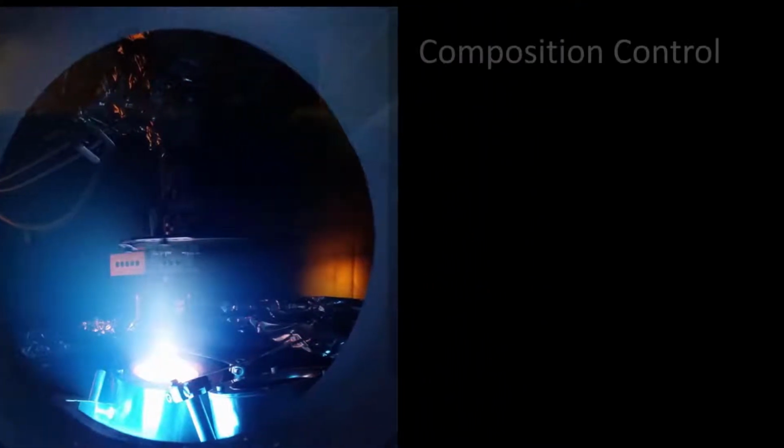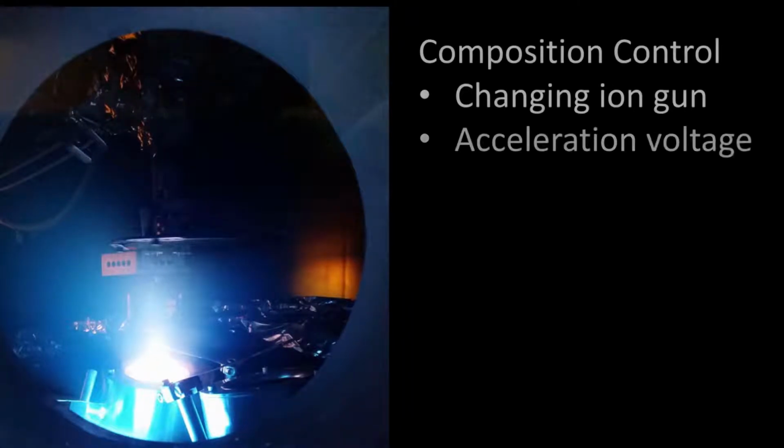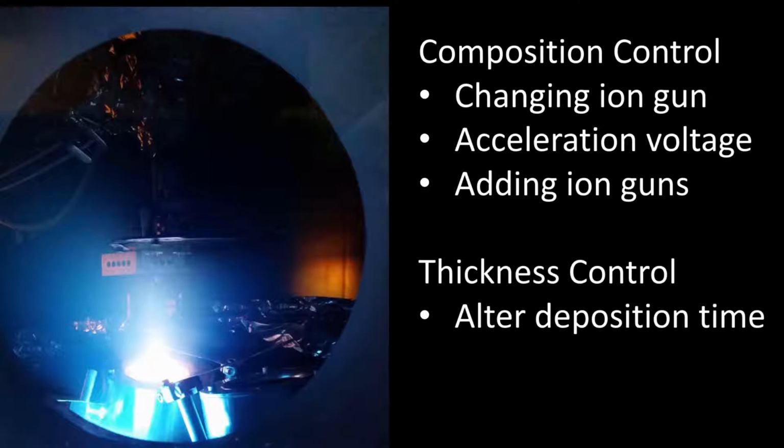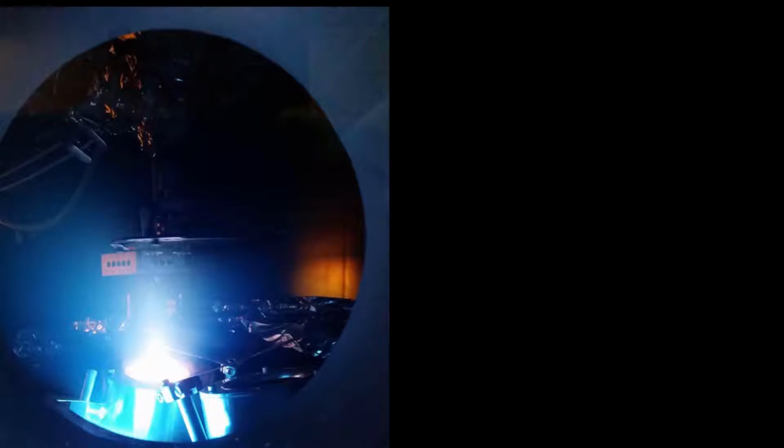To alloy materials, you simply need multiple ion guns concurrently vaporizing separate deposition materials. You can control the composition by changing the ion gun accelerating voltage or by adding ion guns to the chamber. Sample thickness can be controlled by altering deposition time. The sample is located on the cathode, and since ions are negative, they travel from the cathode to anode.